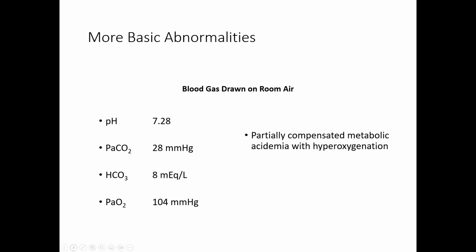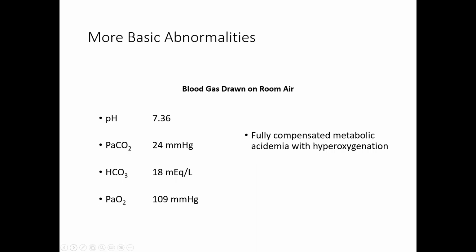Then acidotic 7.28, PaCO2 is low, but that's the compensatory mechanism for what would otherwise be a really severely acidotic patient because of metabolic reasons. The bicarb should be 22 to 26, it's 8. And the oxygen's fine. Debatably hyperoxygenated, but it depends on the patient. 104, not really going to respond to that. 7.36, normal pH, PaCO2 is 24. So you have another example here of a fully compensated acidosis going on.